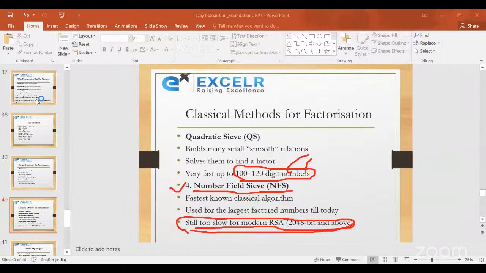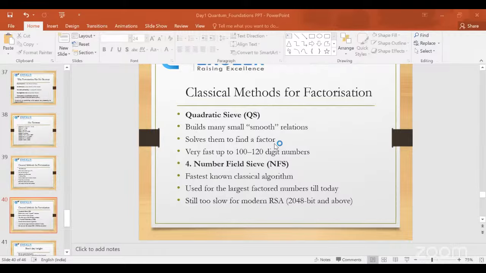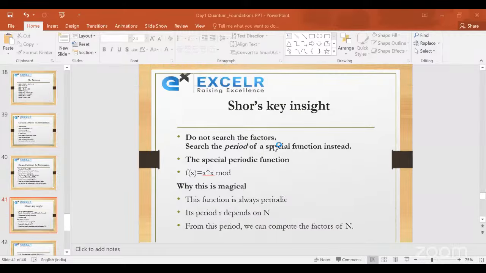So what solution did they give? They gave the solution that we should not scratch for the factors. We don't have to go for the factors. What they suggested, and it is very important, is to find a periodic function.